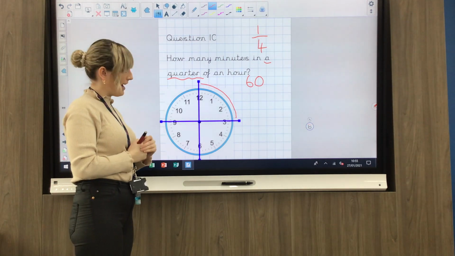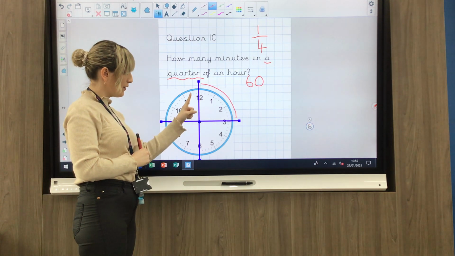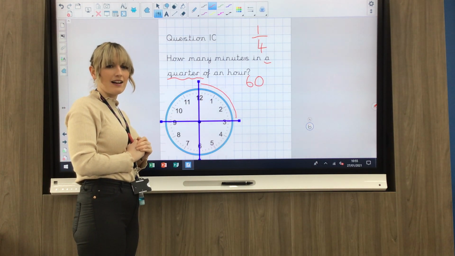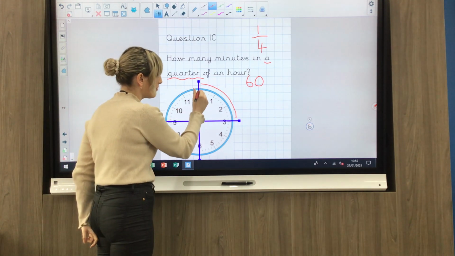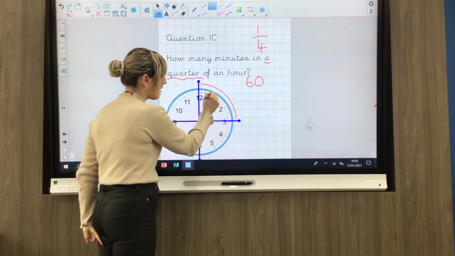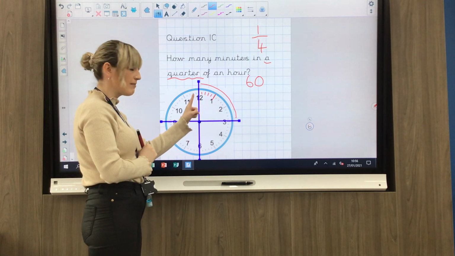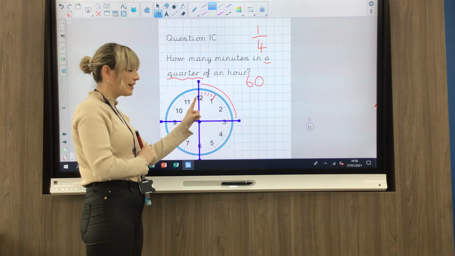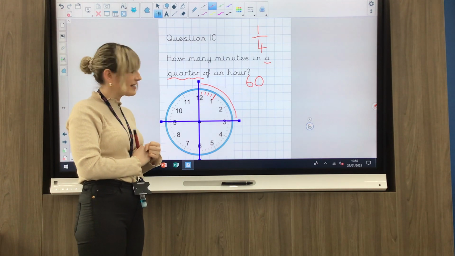Now think about it: when the minute hand is moving around the clock, if it moves from 12 to 1, how many minutes is that? Have a little think. If you're not sure, you can use these little marks and I'll put them bigger. So 1, 2, 3, 4, 5. So each time the minute hand moves from each number, so from 12 to 1, it's 5 minutes.